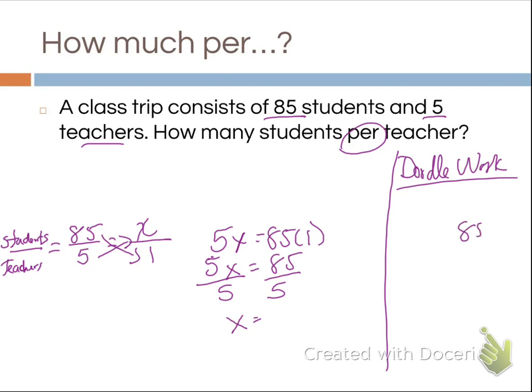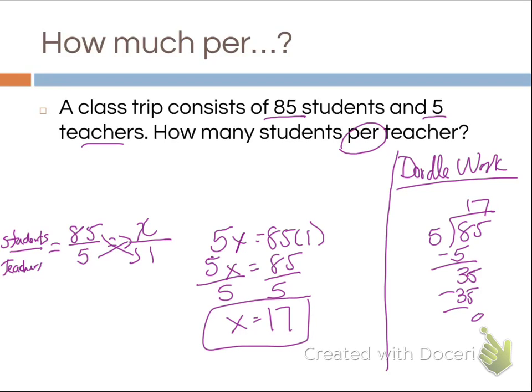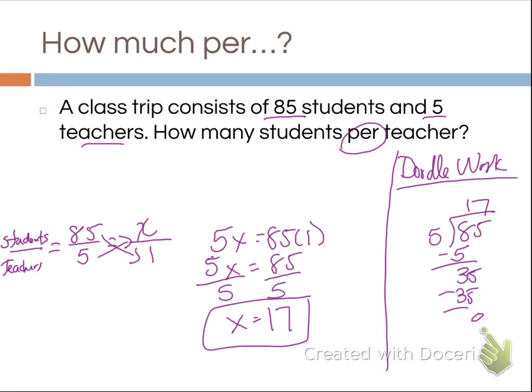So I'm going to come over here and do my doodle work. 5 goes in 1 time. And we end up with 17 students per teacher. I'm going to do one more with you really quickly. Oops, no, I'm not. I am just doing those 2 with you today.